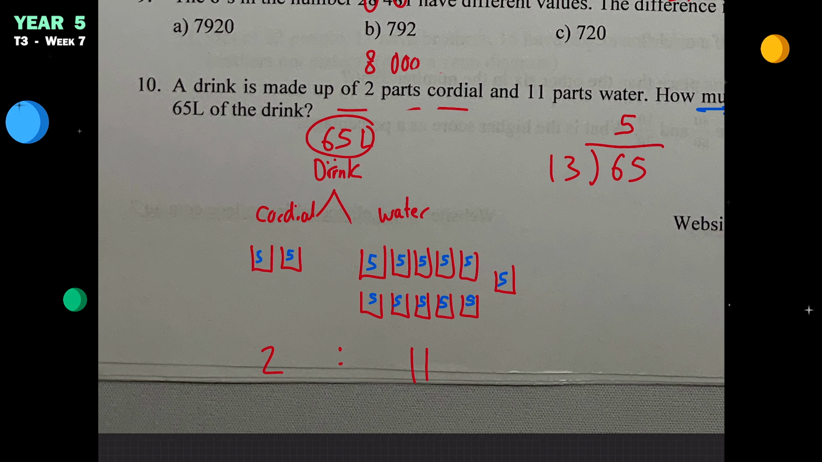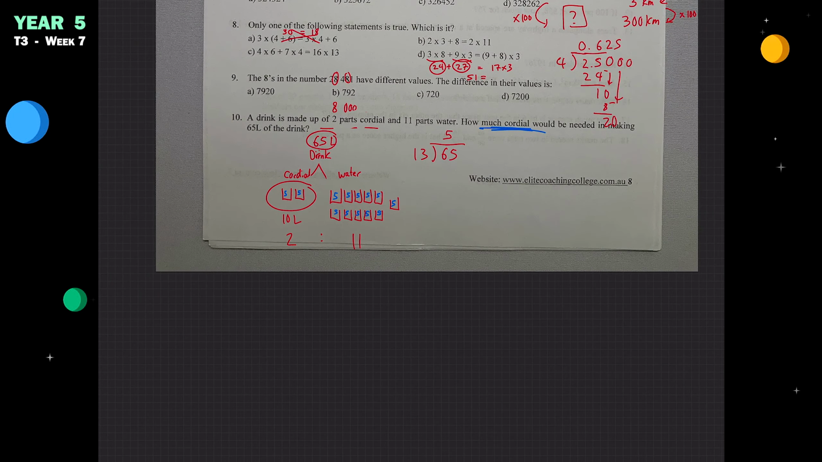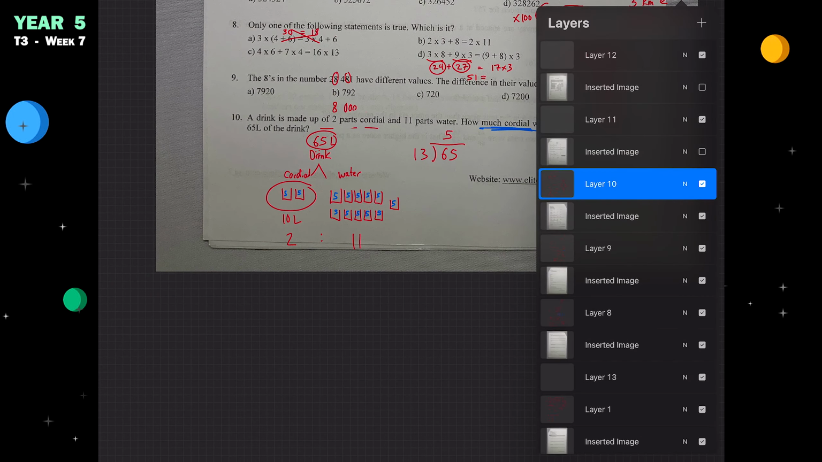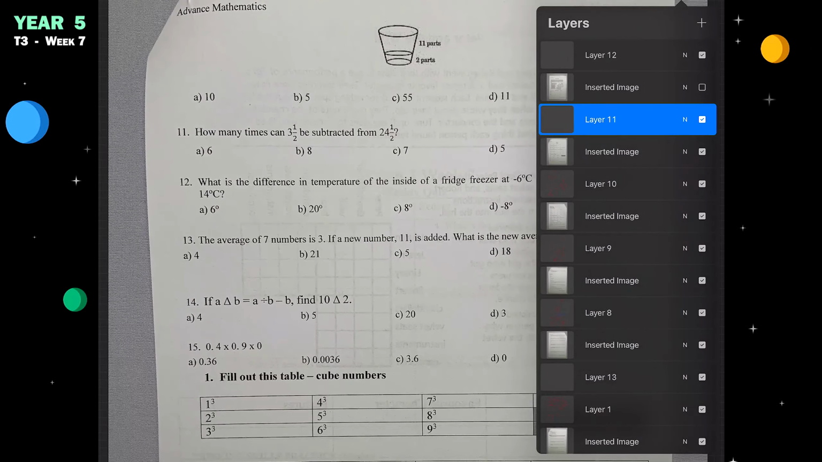So how much cordial do you need? Well, you got 2 cups, each with 5 liters. So you need 10 liters of cordial if you want to make 65 liters of drink. Okay, so 10 liters. And I think the answer might be on the next page. Yes, on this page. So it should be 10.